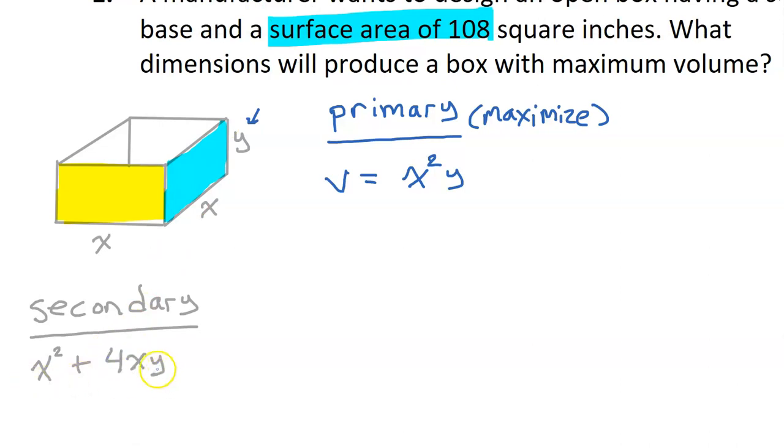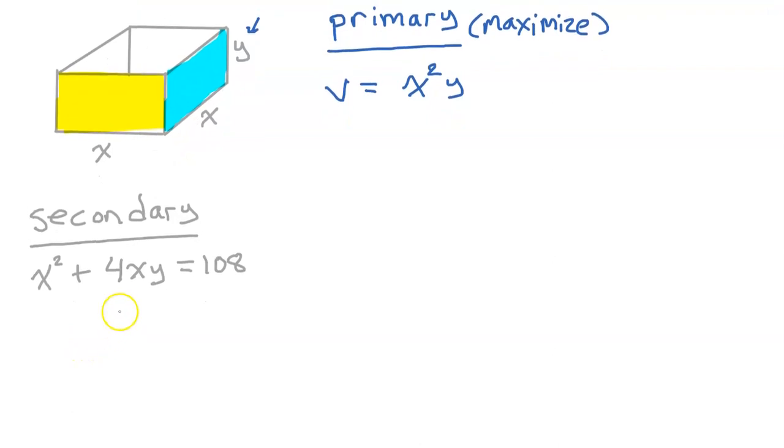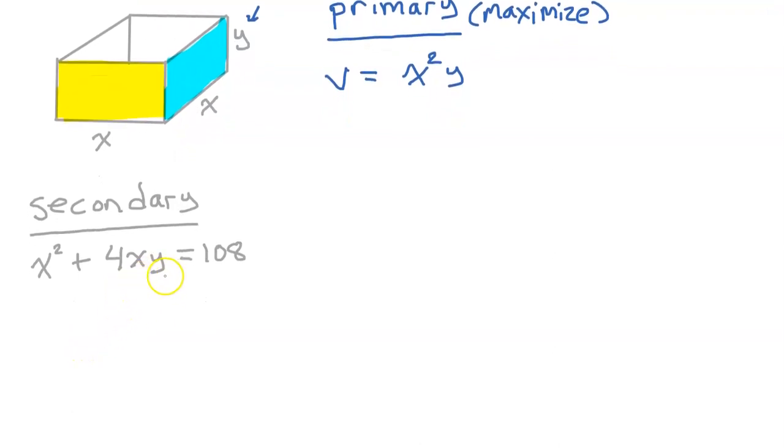So this is an expression for the surface area of this box that has no top. And we know that the surface area is to be 108 square inches. So this should all equal 108. And this is our secondary equation. We can use the secondary equation to solve for one variable and substitute it into our primary equation. In that way, we will get an equation that only has one variable in it. Let's get y by itself and do that substitution.